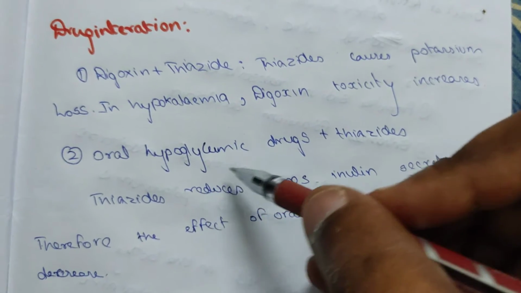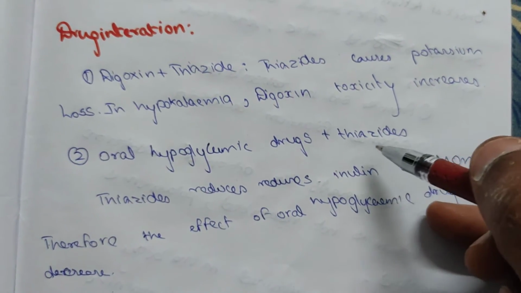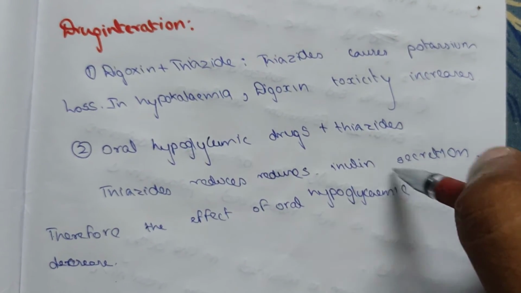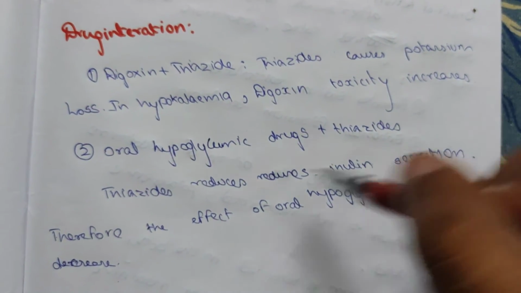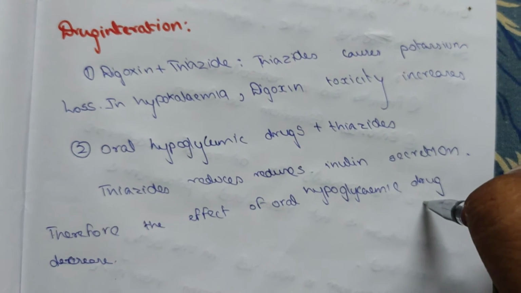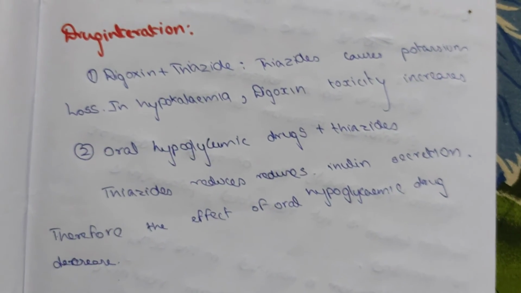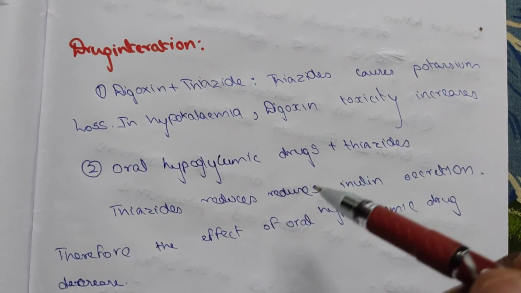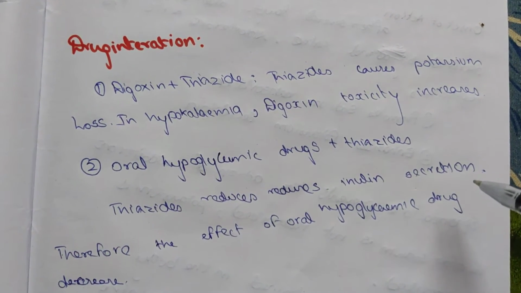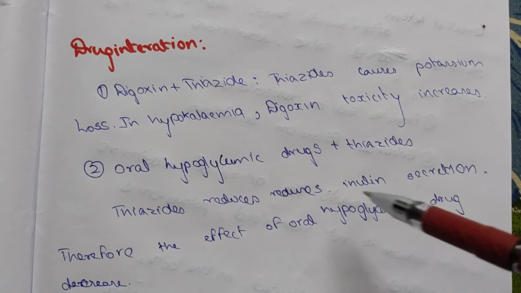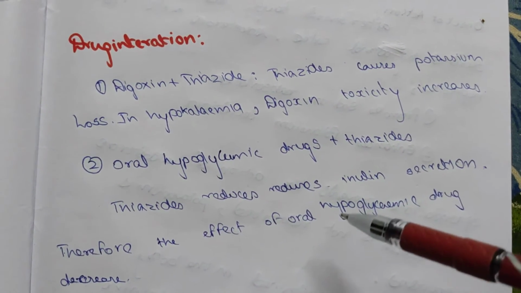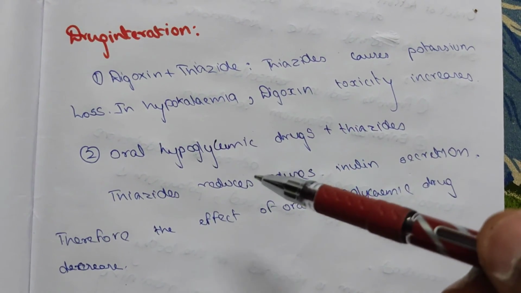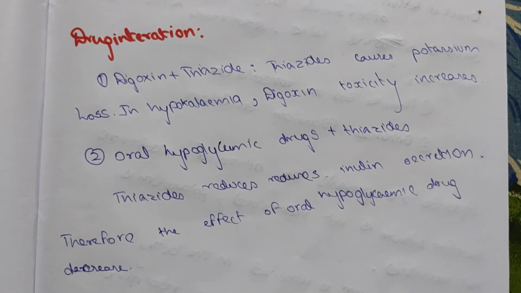As well as oral hypoglycemic drugs and thiazide should not be combined and given. The thiazide reduces the insulin secretion. Therefore, the effect of the oral hypoglycemic drug decreases, and this thiazide reduces the insulin secretion. So there is no use of these hypoglycemic drugs as well as thiazide. So these two combinations, digoxin and thiazide, as well as oral hypoglycemic drugs and thiazide, should not be given.